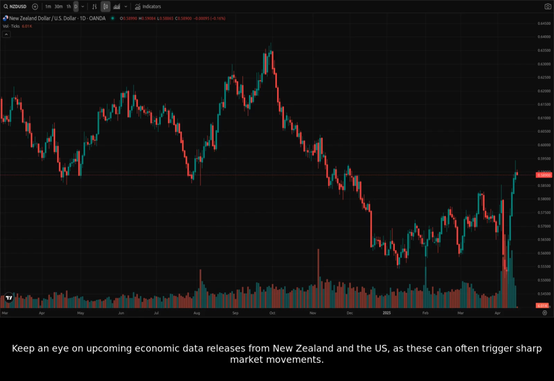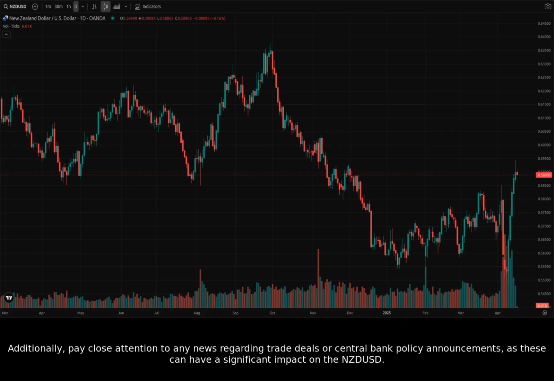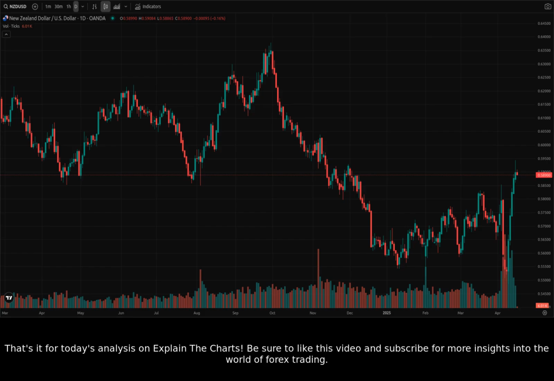Keep an eye on upcoming economic data releases from New Zealand and the US, as these can often trigger sharp market movements. Additionally, pay close attention to any news regarding trade deals or central bank policy announcements, as these can have a significant impact on NZDUSD.